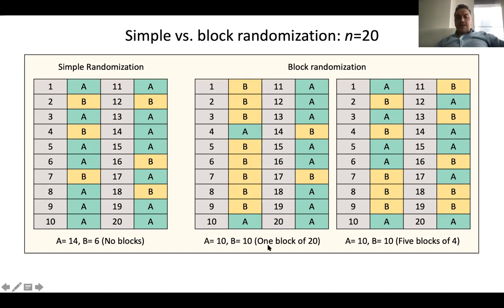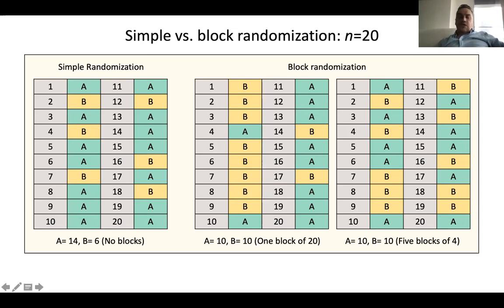So you have here one block, right? One block, and you can do this for a very small study, just one block of 20. What block randomization does is guarantee that 10 patients are going to be allocated to group A and 10 patients to group B. This is the main advantage of block randomization.